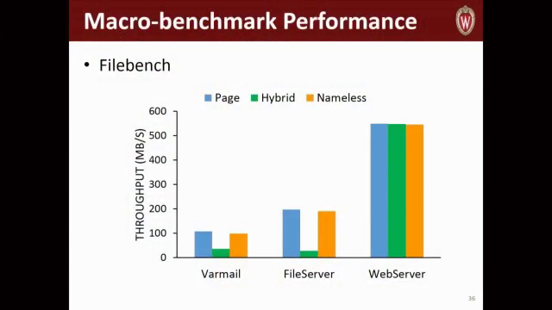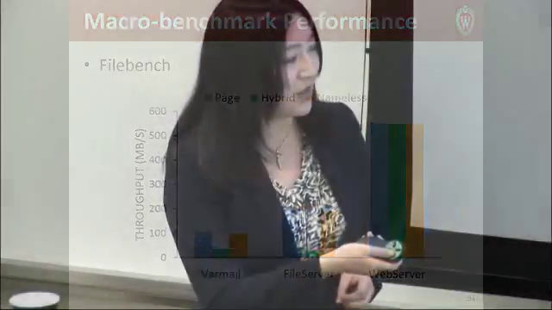And I also show you some macro benchmark results. This is varmail, file server, and web server from the FileBench suite. And here I show throughput in MB per second. We can see that for varmail and file server, hybrid is doing much worse than the other two FTLs because varmail and file server have more random writes. And for web server, it only has less than 4% random writes, so everything performs similarly.